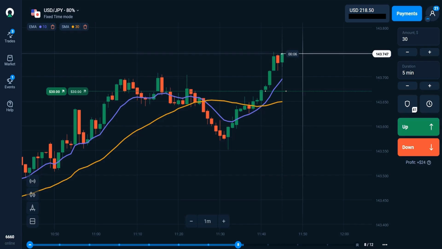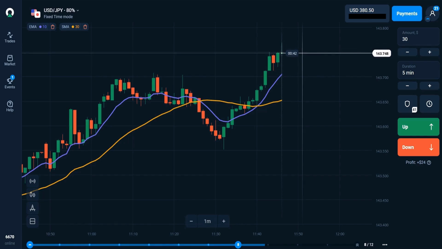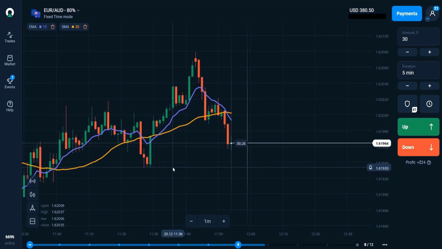All right, traders, the result is finally in. As you can see, our analysis was spot on, and this trade turned out to be a clear win. This shows exactly why understanding market direction, along with your strategy rules, significantly improves your chances of successful trades.